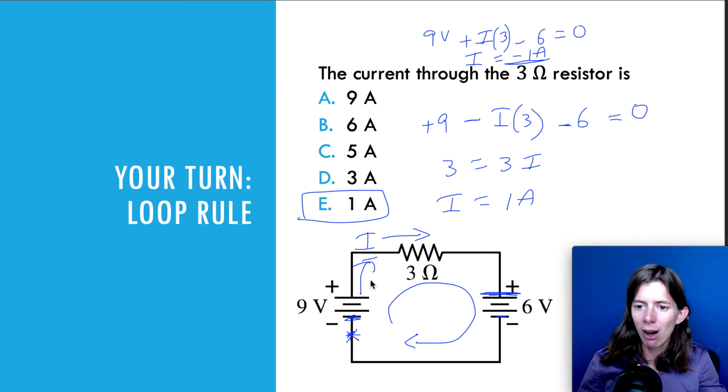You don't have to think about all of that, because if you guess the wrong direction for the current, your answer will come out negative, and that will tell you exactly which way the current went.